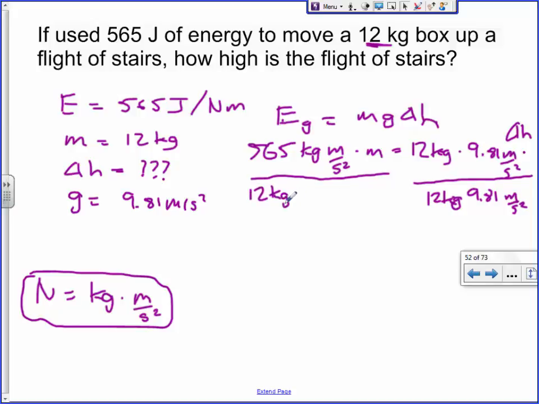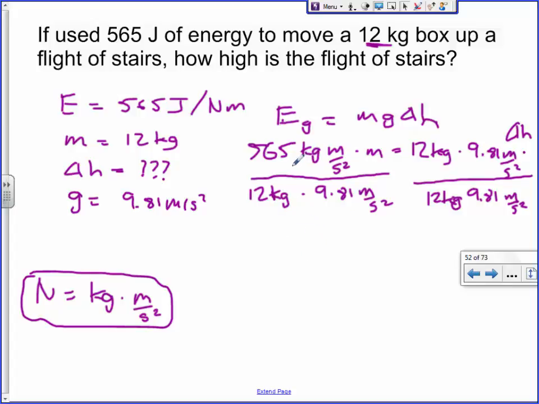If I divide by the 12 kilograms and the 9.81 meters per second squared, watch the units. I'll give you a second to catch up first. Where did that other meter come from on the left side? This was a joule. A joule is a Newton meter. So this bit right here is the Newton part of the Newton meter, and that's the meter part of the Newton meter. It's the extra meter. I may need to go over that again a little bit later.